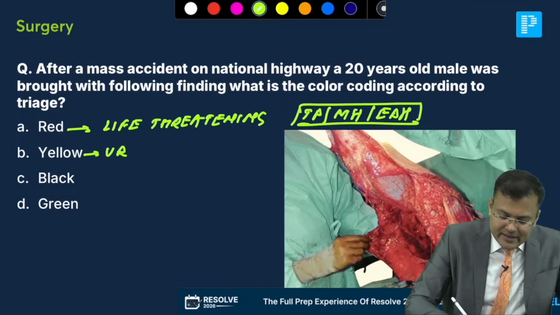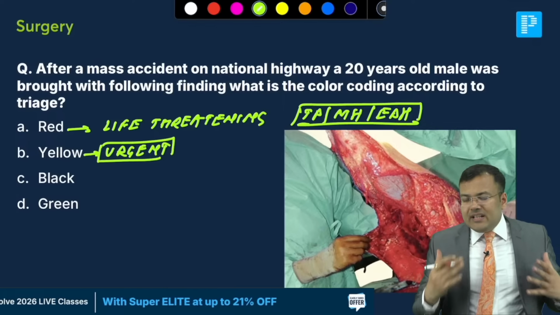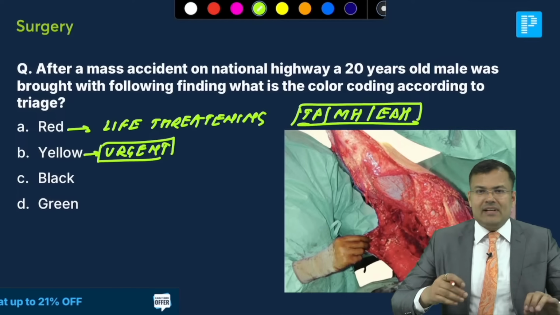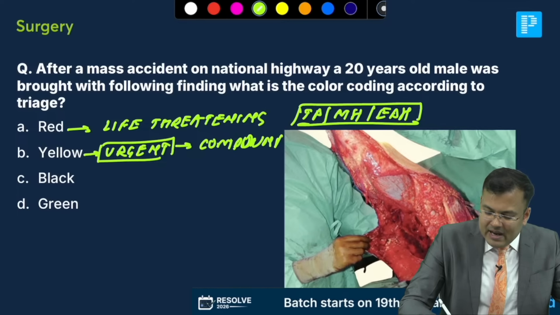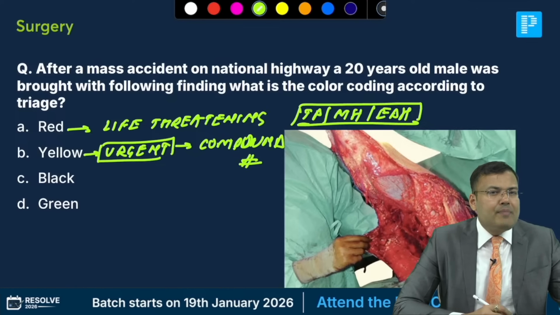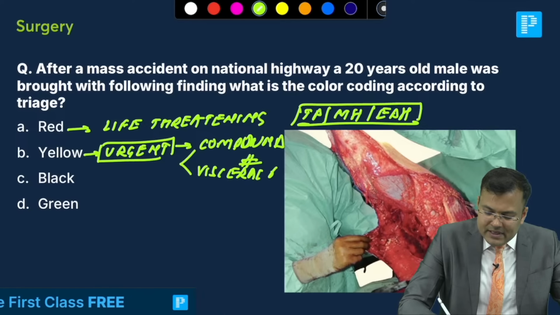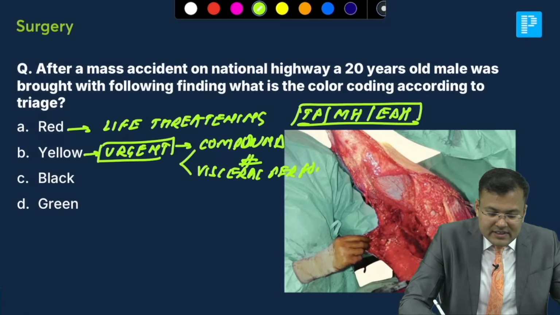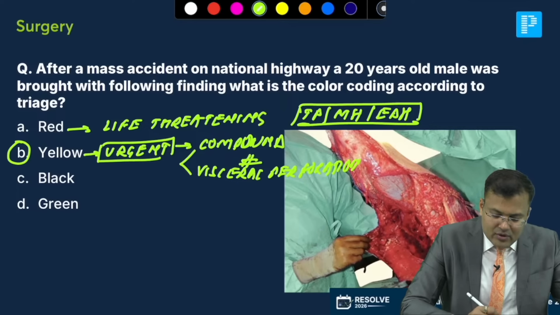Yellow, urgent care should be provided. Here serious but not immediately life threatening, like patients who are having compound fracture, or patients who are having visceral perforation. Right? So this is serious. Okay, building collapse, this is serious. So guys, here the correct answer is yellow, urgent care.